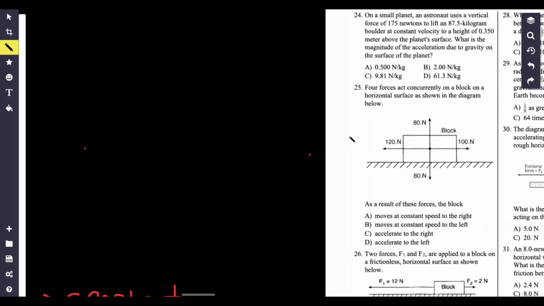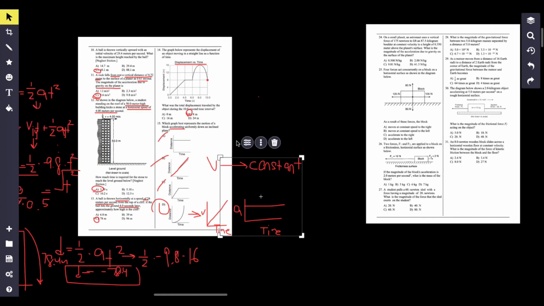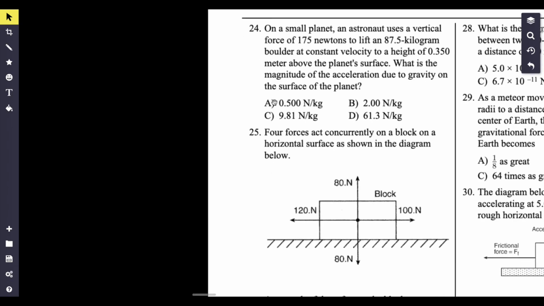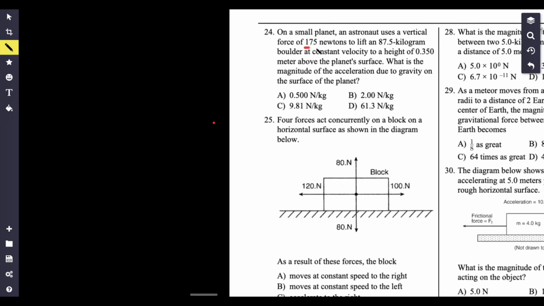Let's actually move a bit quicker past these problems. Let's try to speed things up a bit. A small planet uses a vertical force to lift an object at constant height. What is the magnitude of acceleration due to gravity at the surface of this planet?